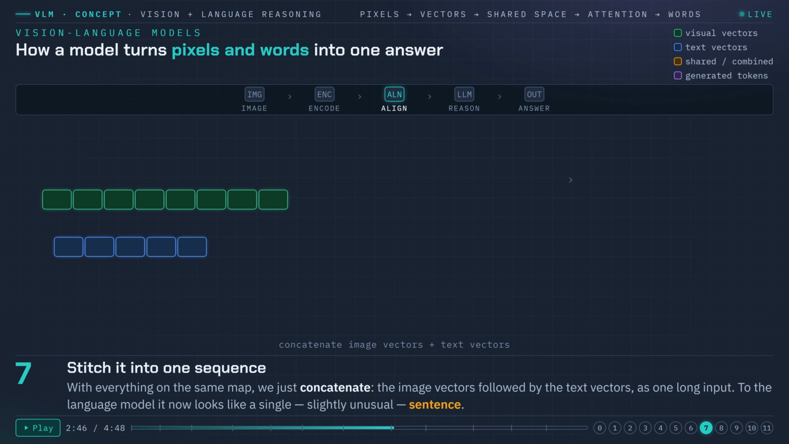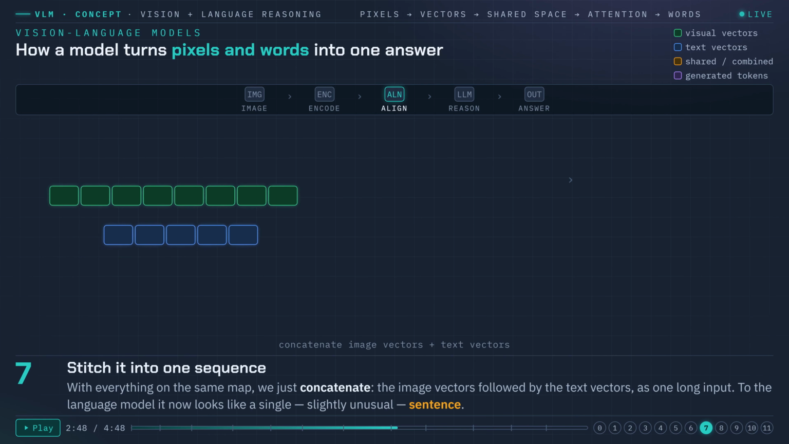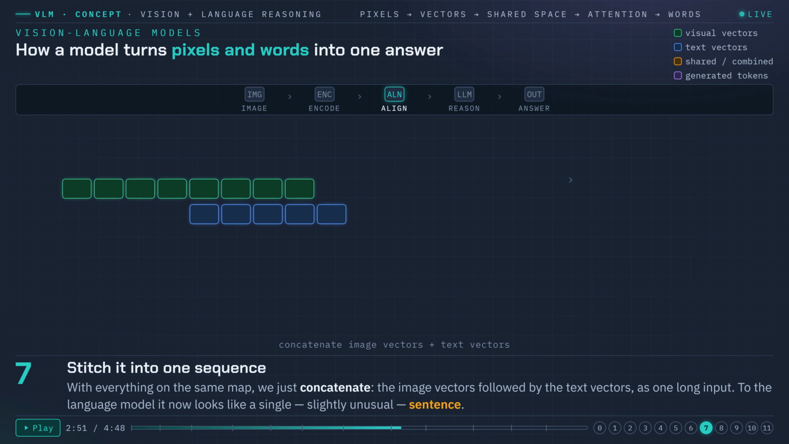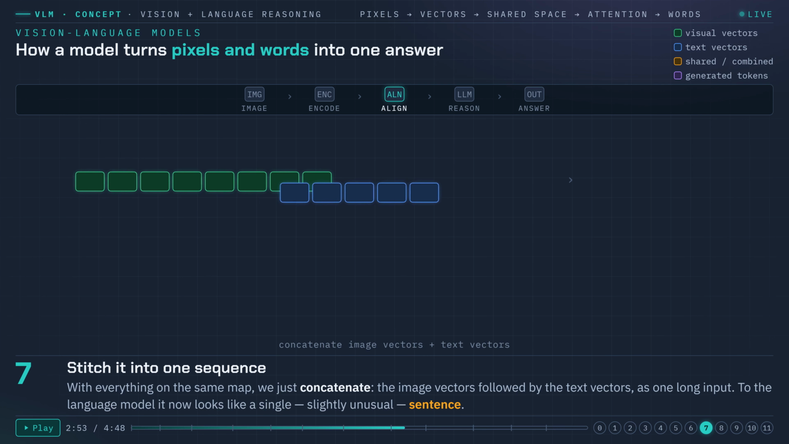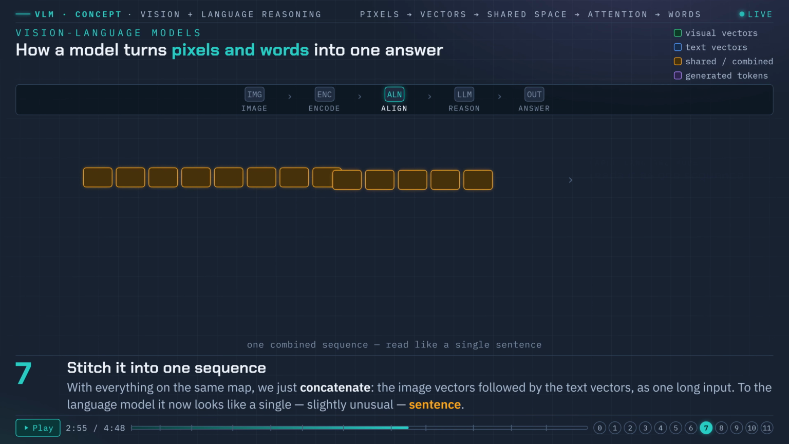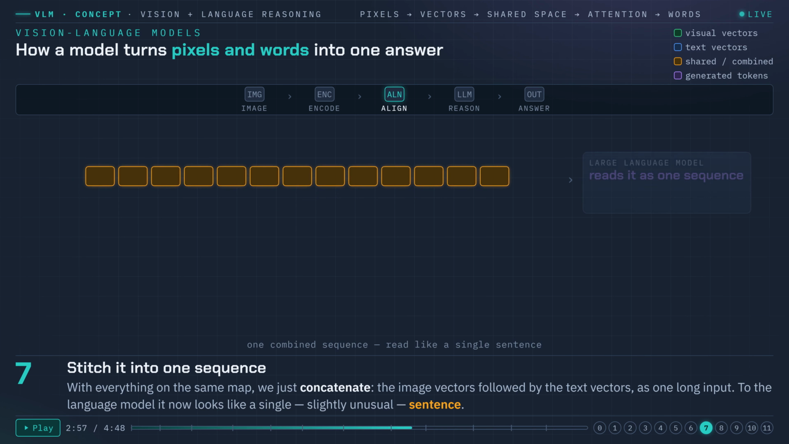With everything on the same map, we simply stitch the two sequences together, the image vectors first and then the text vectors, into one long input. To the language model, it now looks like a single, slightly unusual sentence.